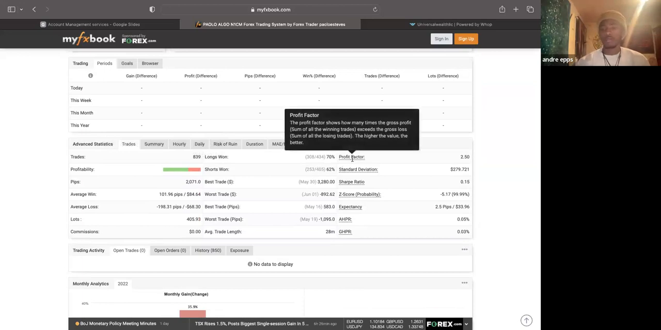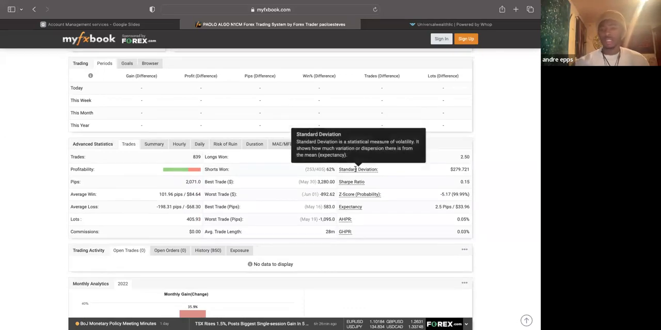Again, we have the profit factor, which shows the gross profit. Sum of all winning trades exceeds the gross loss. Sum of all losing trades, the higher the value, the better. We're at 2.5, which is beautiful on our end. Okay, we have the standard deviation. Standard deviation is a statistical measure of volatility. It shows how much variation or dispersion there is from a mean or expectancy.